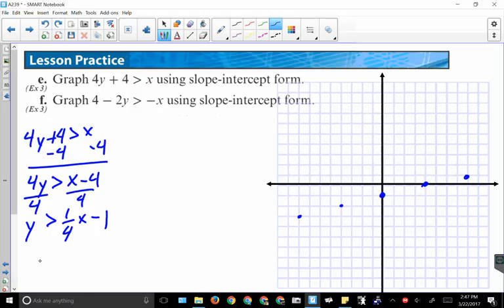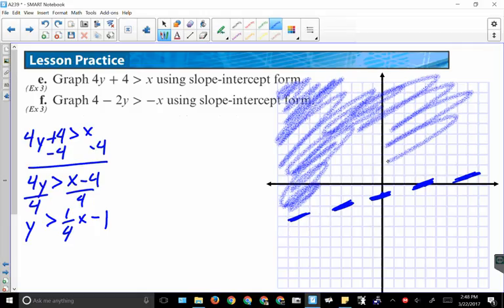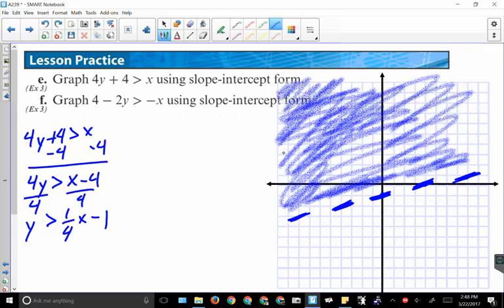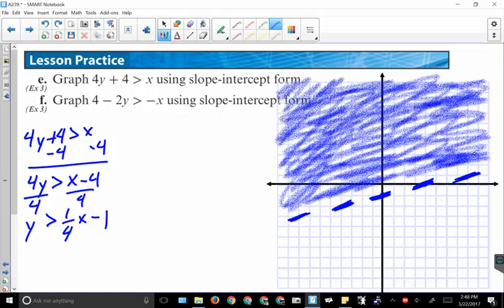This is not equal, so it's not going to be a straight line, so we're going to end up having the dotted line. And I want where y is what compared to everything else? Above it. So that means our shading is going to be up here. If I wanted to check this, if I put 0 in there, is 0 bigger than negative 1? Yeah, so it works. So let's take a look at the next one.